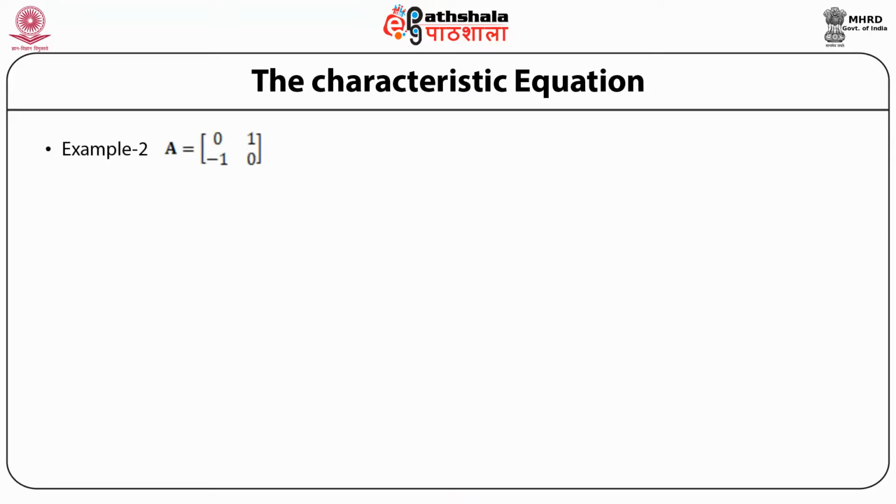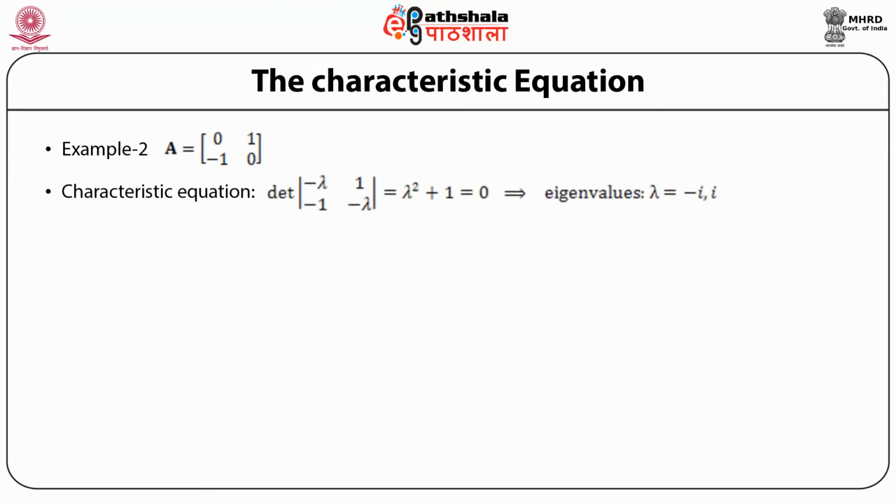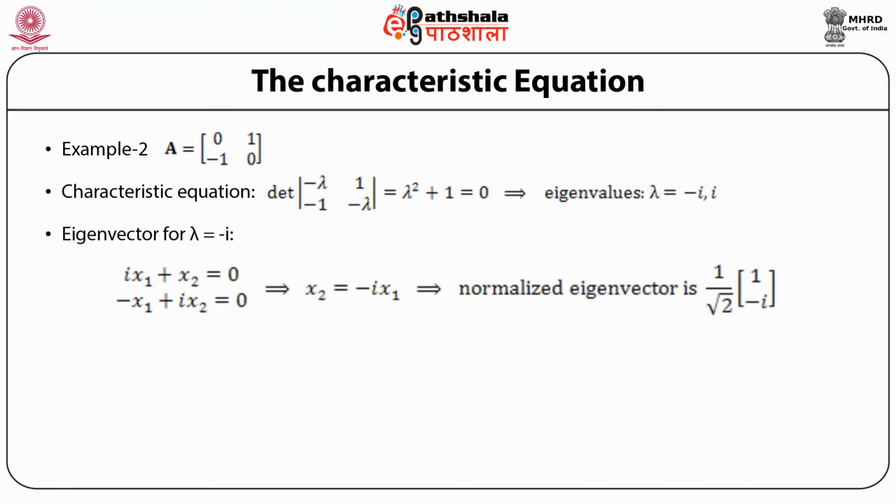In another example, consider matrix A to be a 2 cross 2 matrix with the first row elements being 0 and minus 1, the second row being minus 1 and 0. The characteristic equation will be the determinant of the matrix with the first row being minus lambda, 1, and the second row being 1, minus lambda, which is equal to lambda square plus 1, which equals 0. This implies the eigenvalues lambda will be equal to minus iota and plus iota.